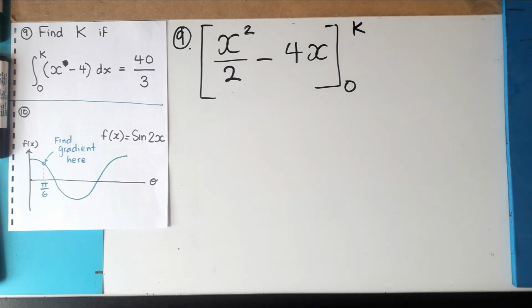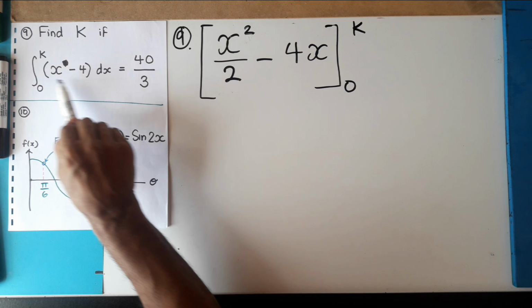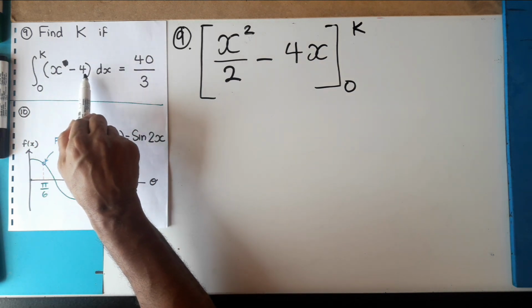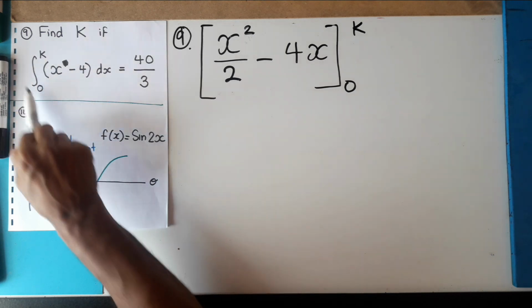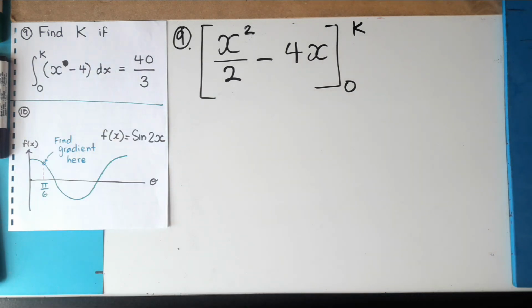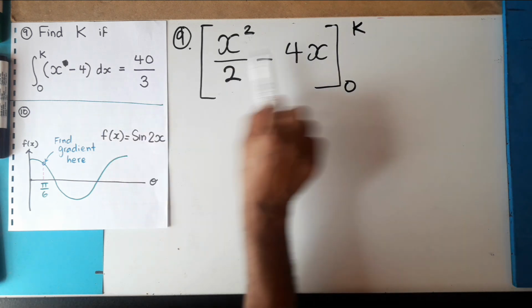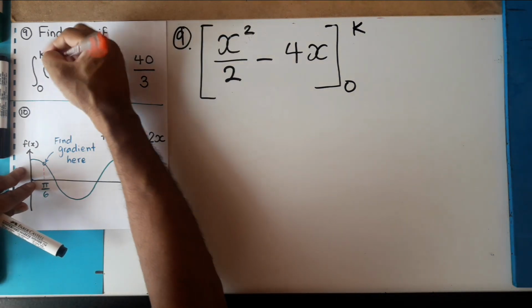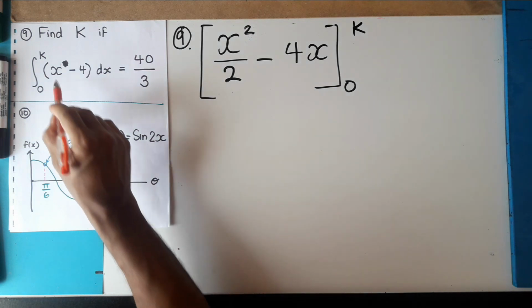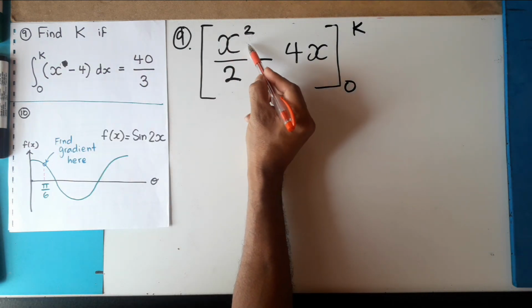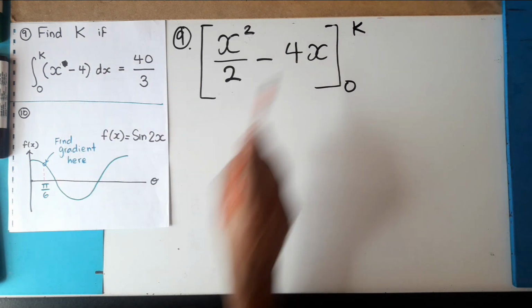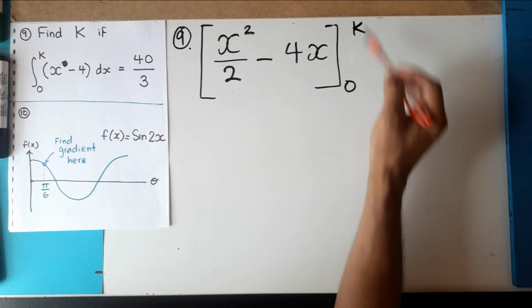Alright? So for number 9, they want you to solve for k here. So they want you to integrate this expression between 0 and k, and whatever we get, we're going to put it equal to 40 over 3. So I already integrated it here, but I'll still go through the steps. Remember, when you have x, it's really x to the power 1. So you have to add 1 to the power, so we get 2, and then we divide by the new power, which is 2. When we integrate a constant, we just put x. And here we have the limits, 0 and k.